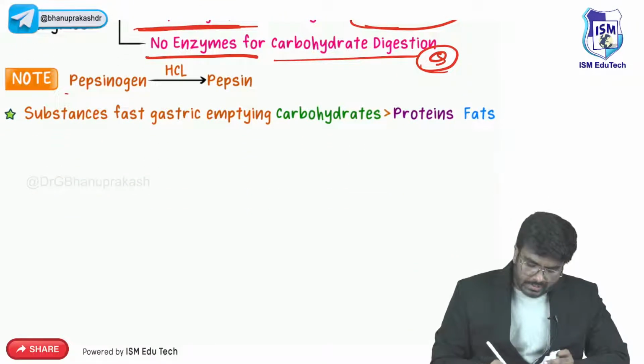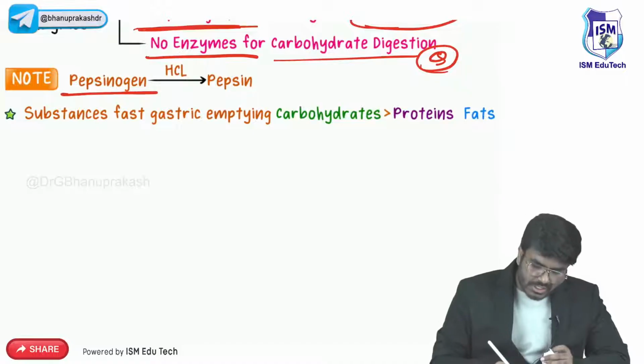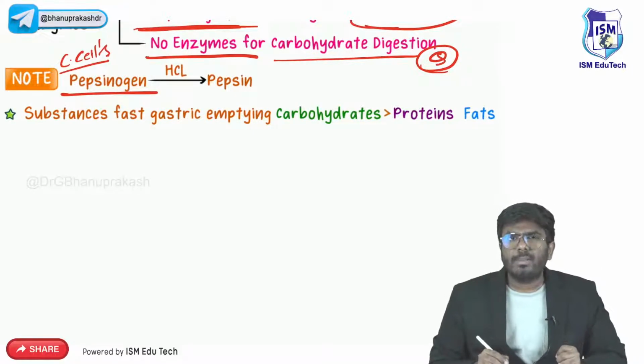Next, you can ask me, pepsinogen. Pepsinogen is produced by the chief cells in the gastric glands. Chief cells produce the pepsinogen.